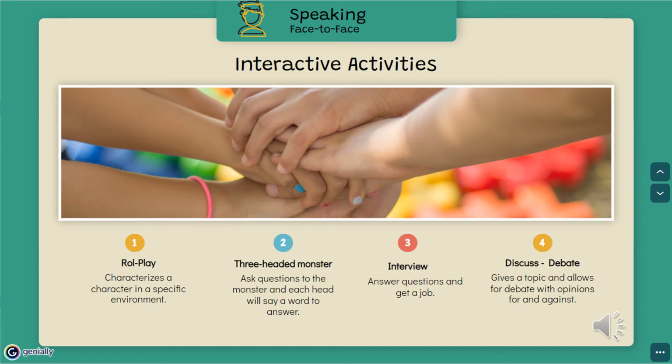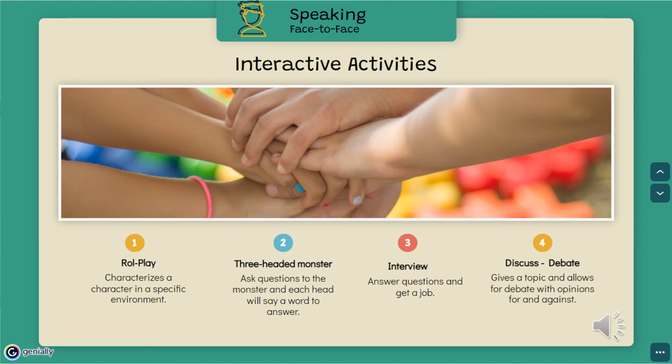Then we have the three-headed monster. Ask a question to the monster, and each head will say a word to answer. It's really confusing at the beginning, but when they understand the idea, they really enjoy this activity. Then, interview. Answer a question and get a job. That is a cool idea, because you really need to understand the question and give the correct answer to get a job. That is really cool.